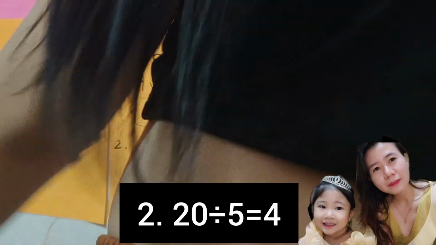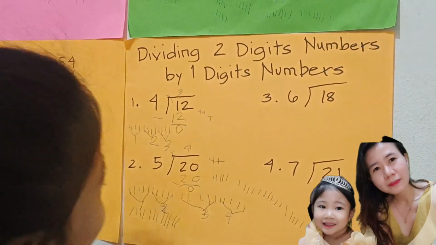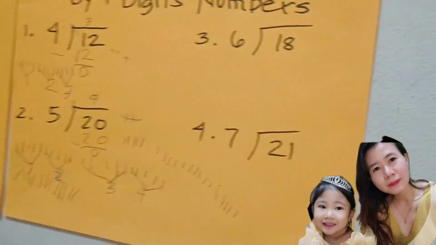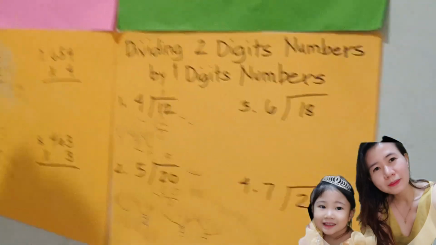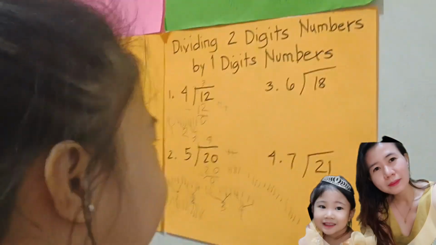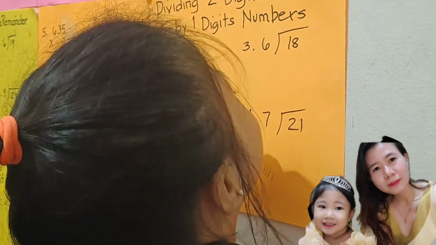Next, number 3. I need to hold it again. Go. In there. Number 3. 6 divided by 18.